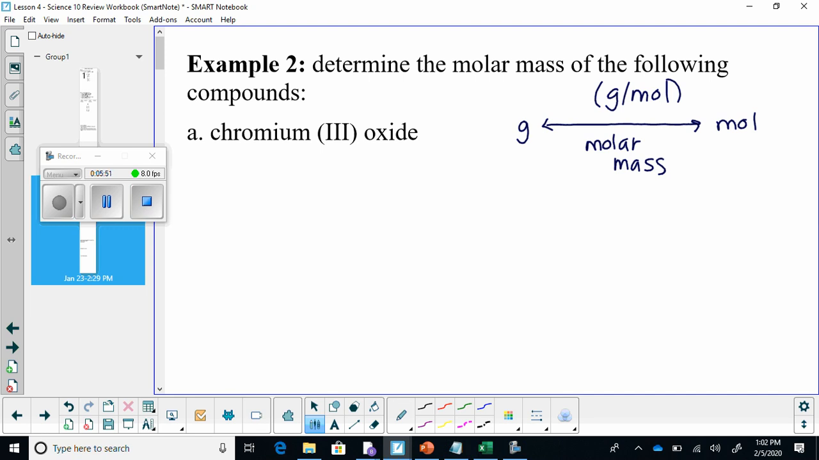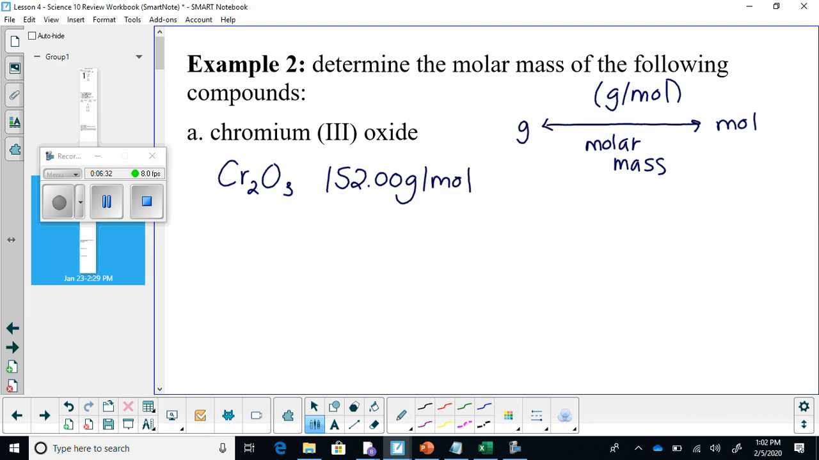Okay? Now, the question is asking us to determine the molar mass of the following compounds. First thing that you want to do is write a chemical formula. So the chemical formula of chromium oxide is Cr2O3, okay? Now let's find our molar mass for this, which you should get 52.00 grams per mole, okay?